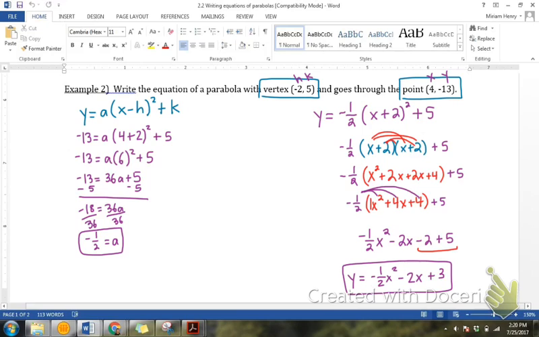This is called standard form, and the one up here is vertex form. Standard form at the bottom and vertex form at the top. Does anyone have any questions on this example?